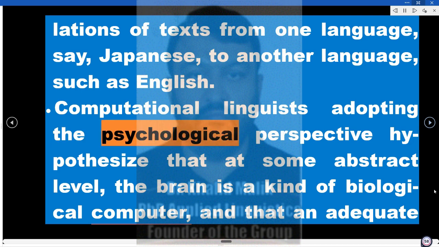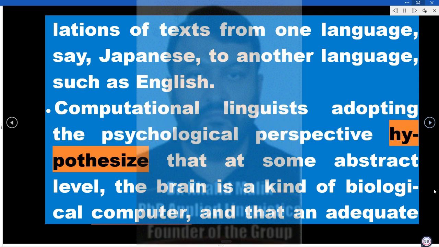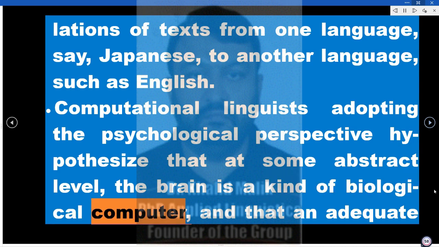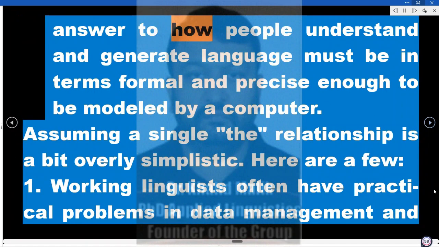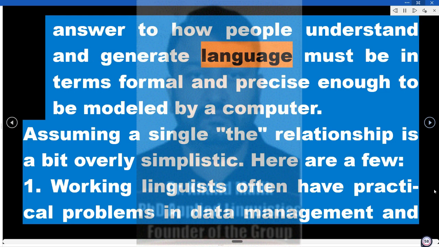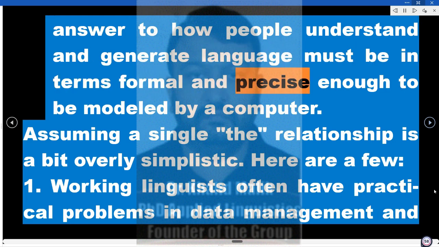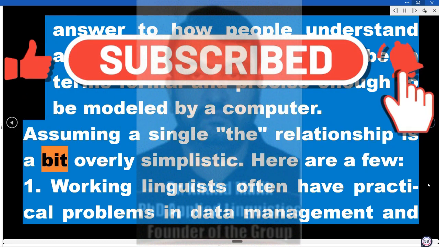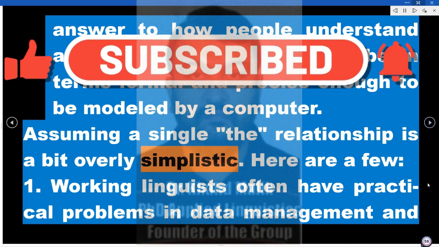Computational linguists adopting the psychological perspective hypothesize that at some abstract level, the brain is a kind of biological computer, and that an adequate answer to how people understand and generate language must be in terms formal and precise enough to be modeled by a computer. Assuming a single relationship is a bit overly simplistic.